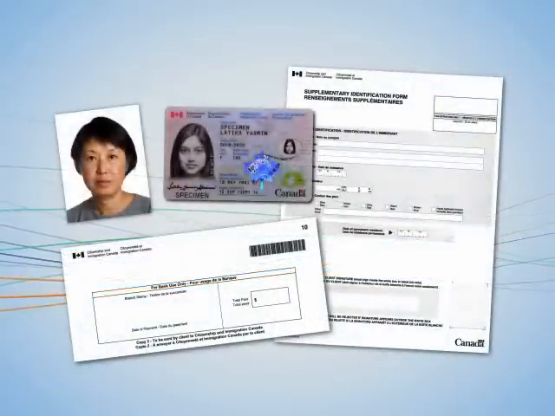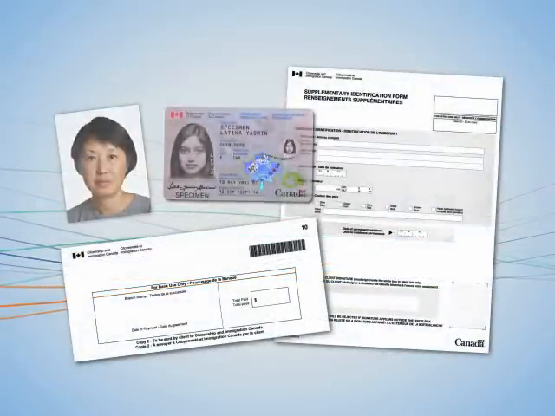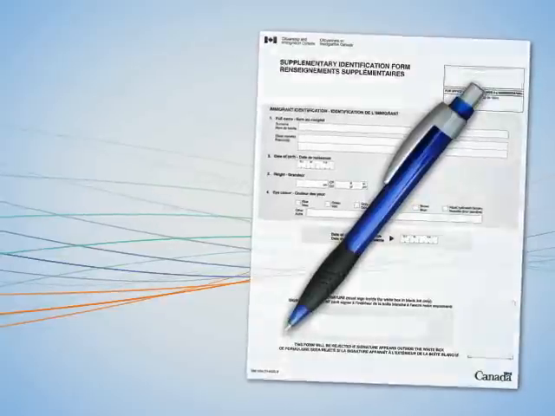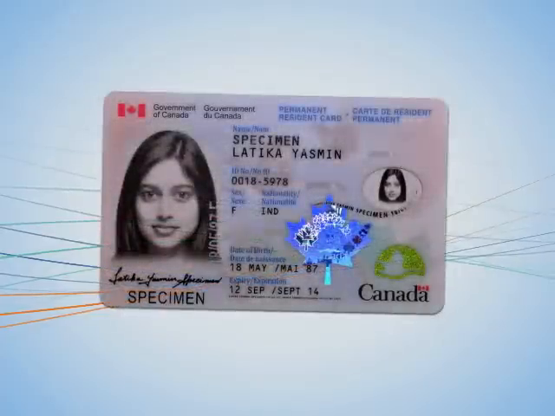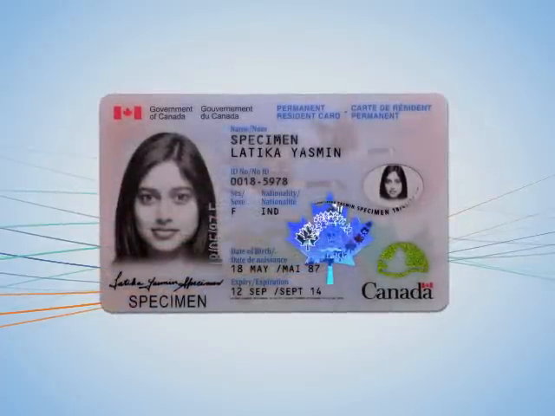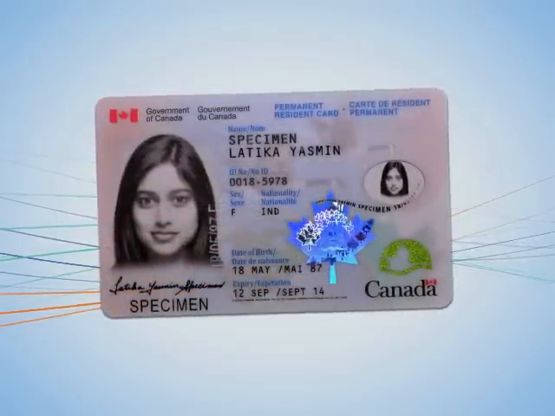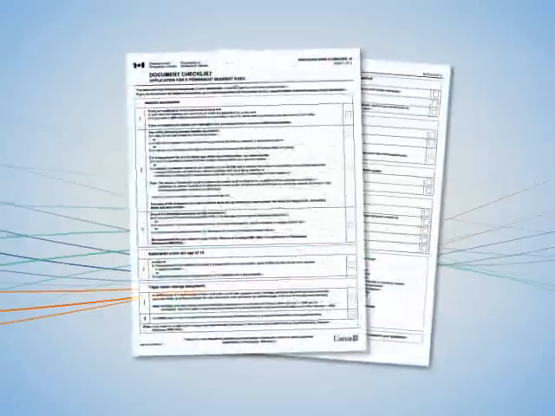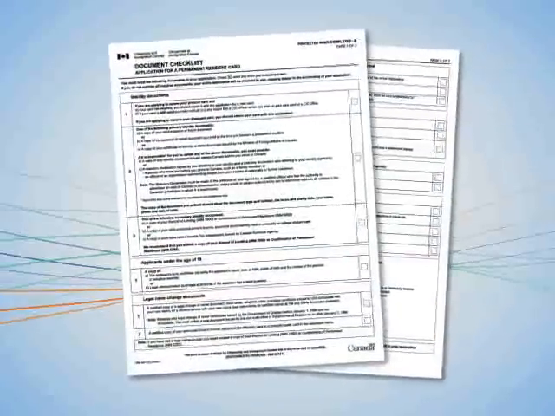Remember, this form is only one step of your application. You still need to complete and sign the supplementary identification form, provide your photographs. These are different from passport photos. Include your expired or damaged PR card with your application. If your card is still valid, keep it until further instructed. Include copy 2 of your fee receipt. Refer to the document checklist for all other mandatory documents.